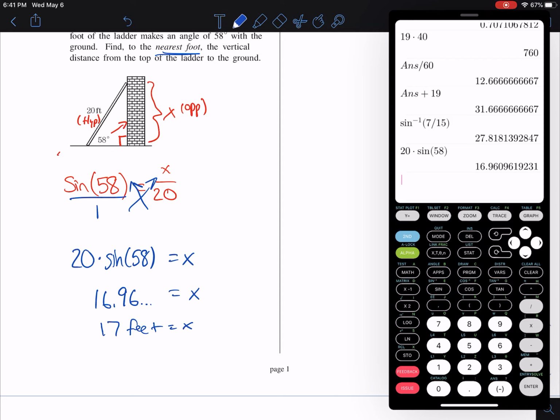And again, you don't have to worry about x equals. You don't have to put the feet. You just have to enter 17 for the question.